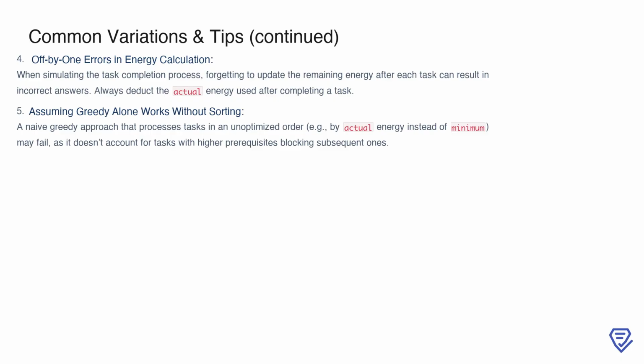Another mistake arises from assuming that a purely greedy approach will work without proper sorting. For instance, processing tasks based only on actual energy, rather than minimum energy requirements, can cause problems. Tasks with high prerequisites might block others, resulting in an invalid sequence. To avoid this, always ensure that the task order respects the minimum energy constraints.